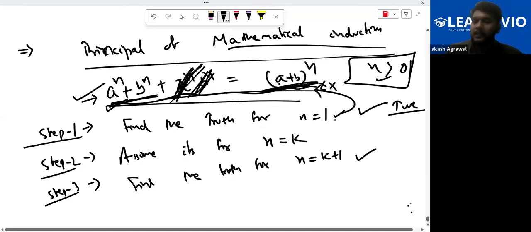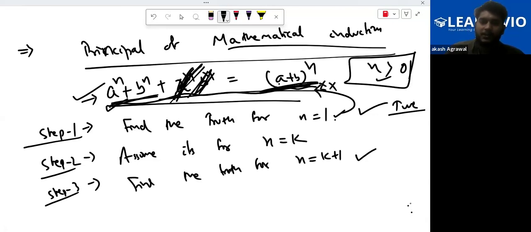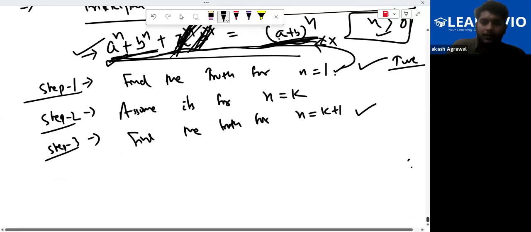This was deleted in class 11, but sometimes they ask questions based on this on matrices. So we have to do this. Done, sir. Okay.